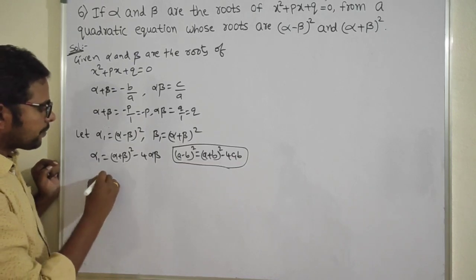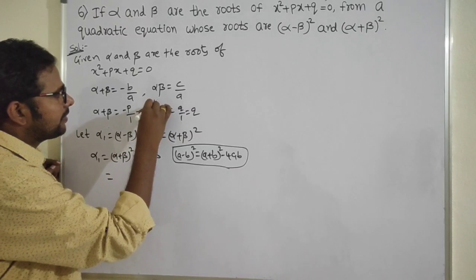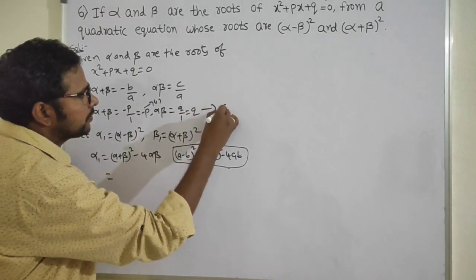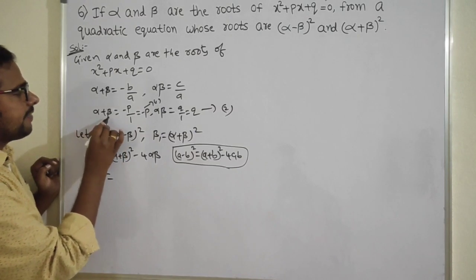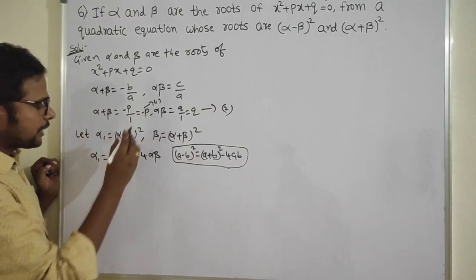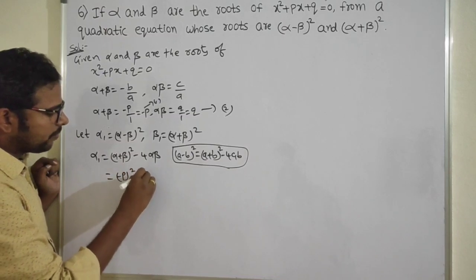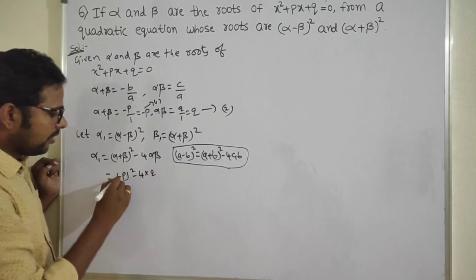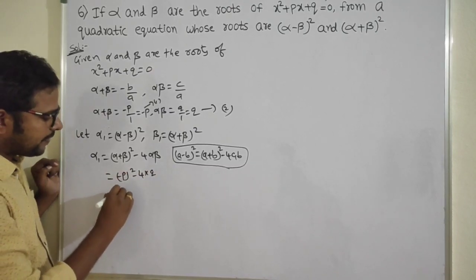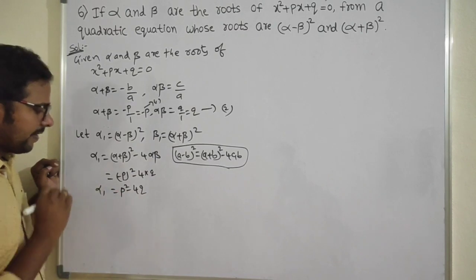Now substitute values. Take it as equation number 1, this as equation number 2. What is alpha plus beta value? Minus p. So minus p whole square minus 4 into what is alpha beta value? q. Minus p whole square equals to plus p square minus 4q. This is alpha 1 value.